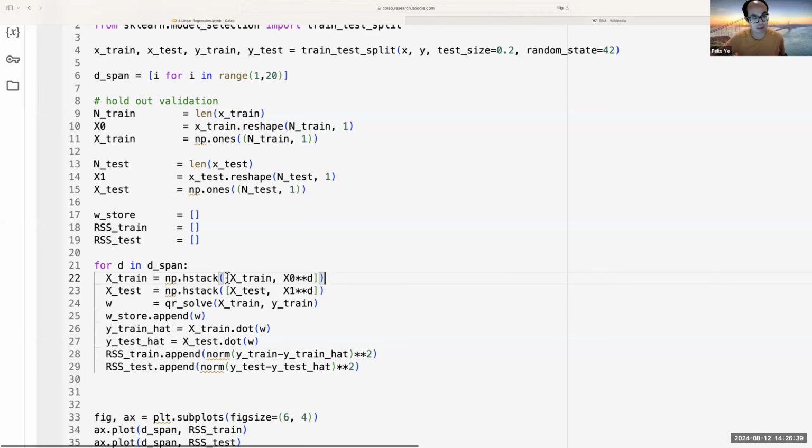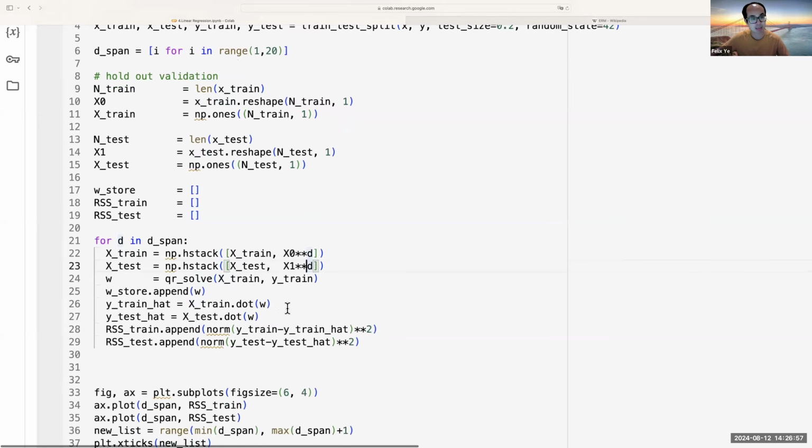So basically they start with column ones, then we need to add the x0 power of D. We're thinking of using this kind of polynomial features right here. And same thing, you have to do it for the testing data set. Then for each D, the training and the testing column will be increased by 1, right? So as D increases.